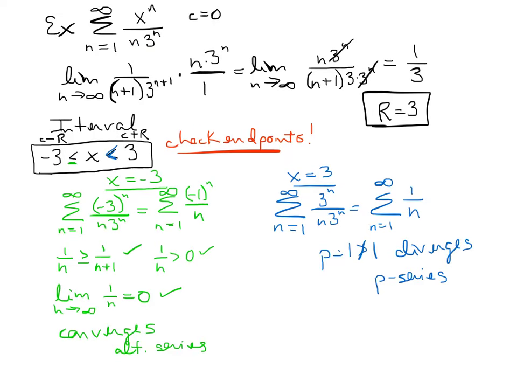All right, let's do one more example where the center is not 0. Let's look at the sum from n equals 1 to infinity of n times x minus 4 to the n all over n cubed plus 1.